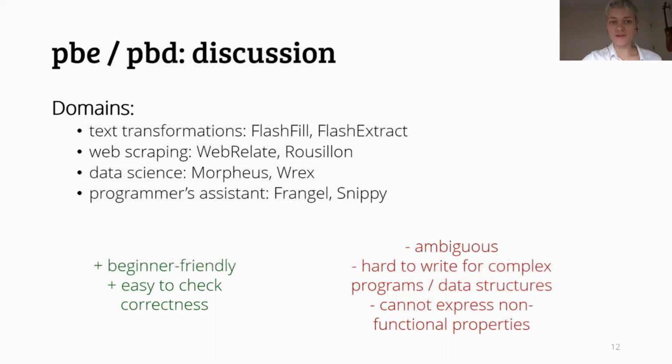Another limitation of examples is that they're good at specifying functional properties, so the input-output behavior, but what if we want to specify something about the program's security or its runtime, so its efficiency? All these non-functional properties out there, examples usually cannot specify those. So examples have their limitations as well.